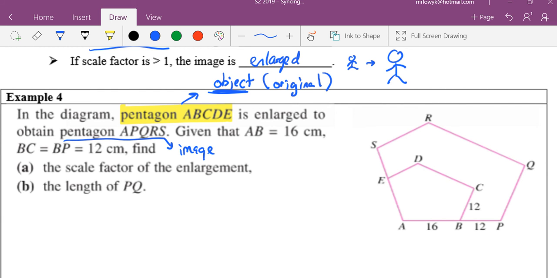Because later on, you need to know which one is the numerator and which one is the denominator. Will the smaller one always be at the top? No. Will the smaller one always be at the bottom? No. You only can decide that the object is always at the denominator. The image is always at the numerator.